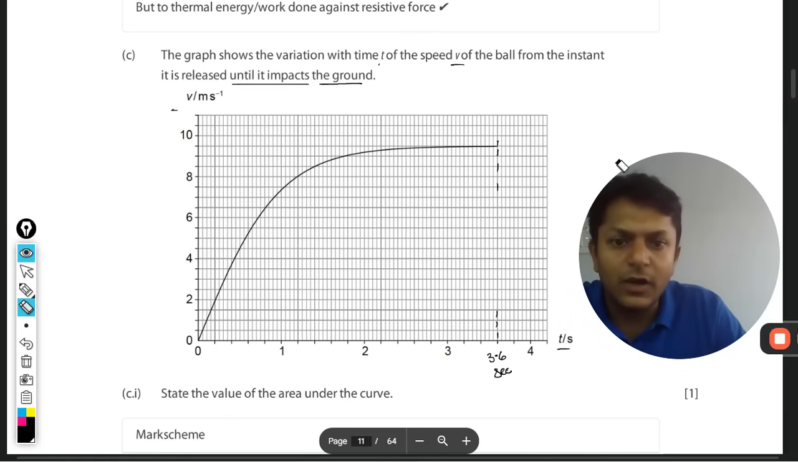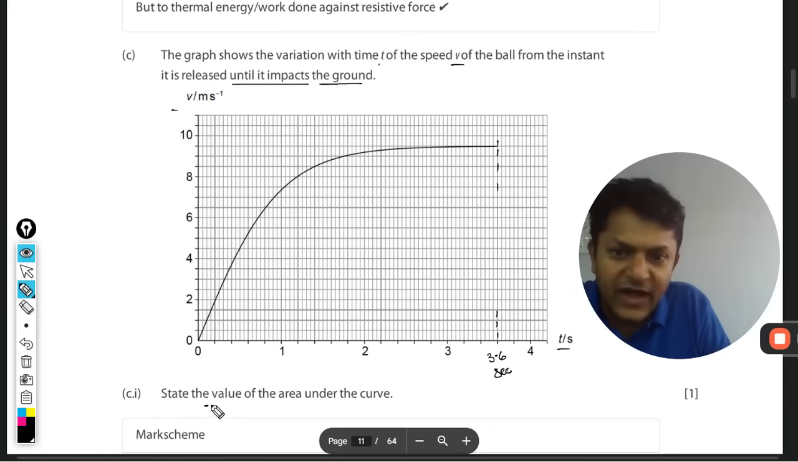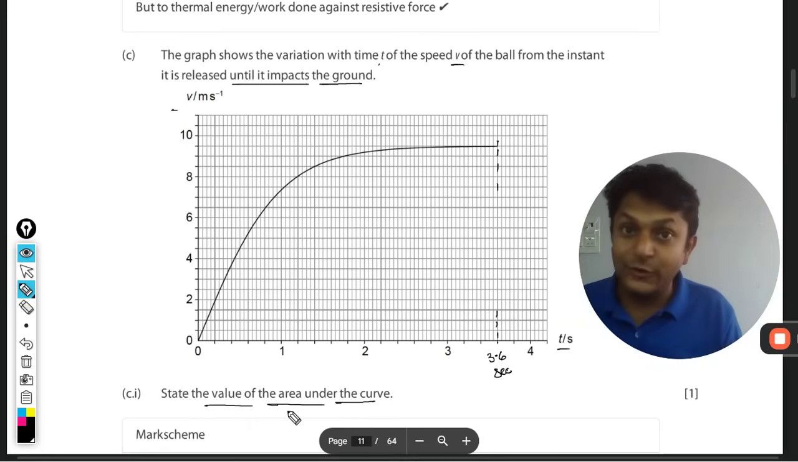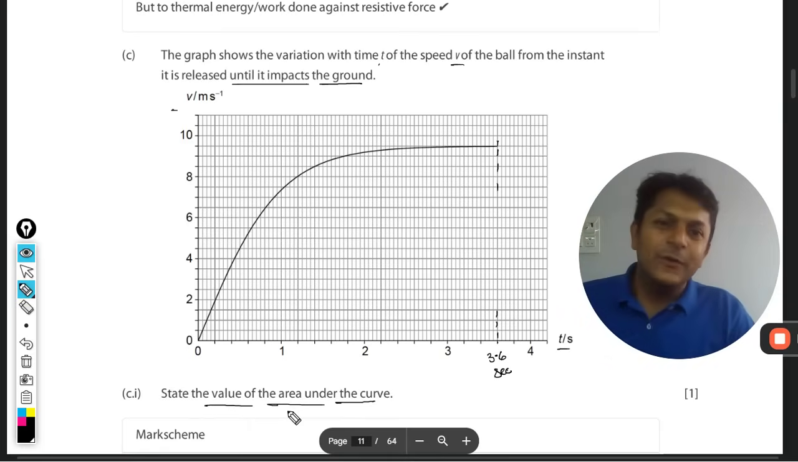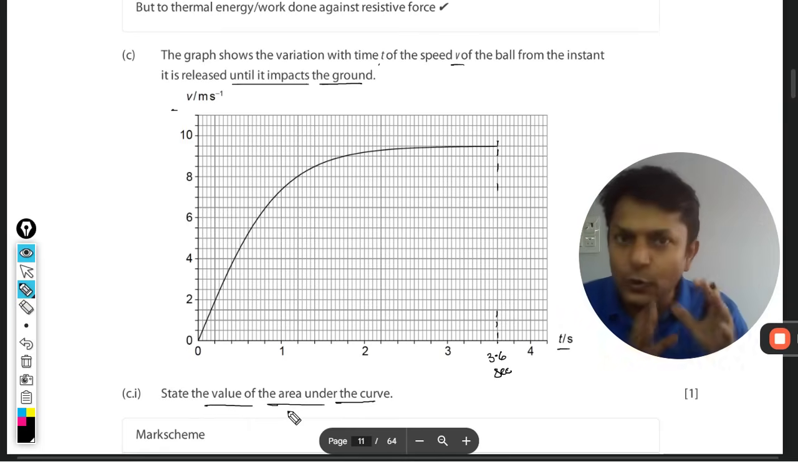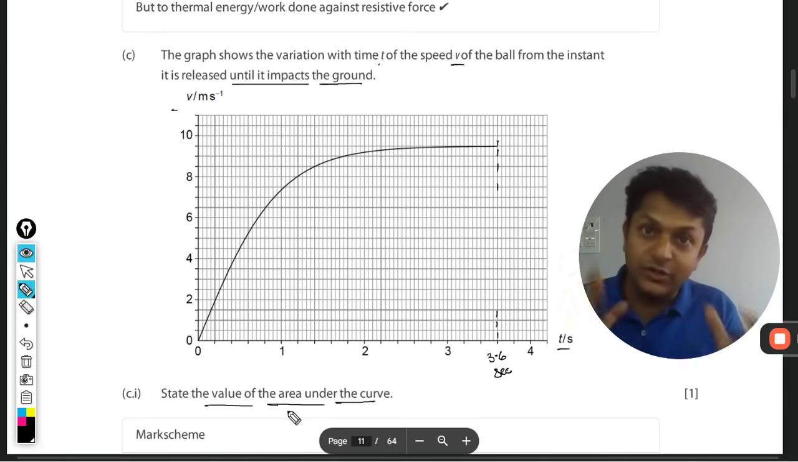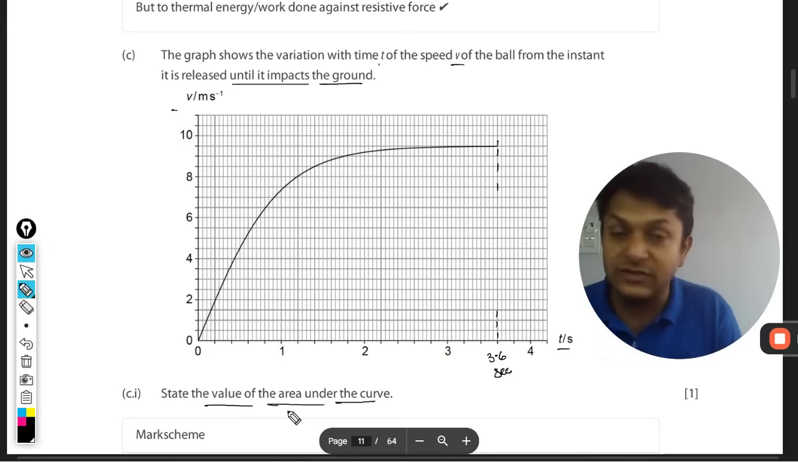So what do we want to find? State the value of the area under the curve. Now that's a very annoying question. Okay, let's see. These kind of questions do come in IB. Don't feel that it might be the first time. No, it's not the first time. There are so many questions based on the same concept.